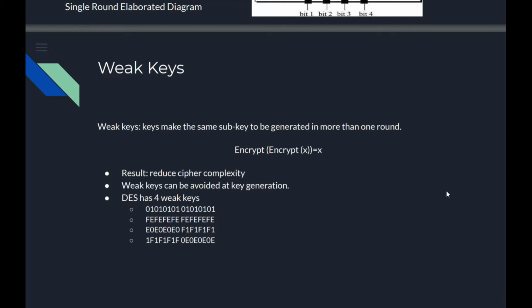If we encrypt twice using these keys, we will get the same answer, because reversing the keys won't change a thing, since all 16 are the same. That's why we shouldn't use these kinds of keys. There are 4 weak keys in the DES algorithm. One is 0 and 1 alternating. Second is F and E alternating. Third is E and 0 alternating up to 8 bits, and F and 1 alternating up to 8 bits. And last is 1 and F alternating for 8 bits, and 0 and E alternating for 8 bits, like you can see here.